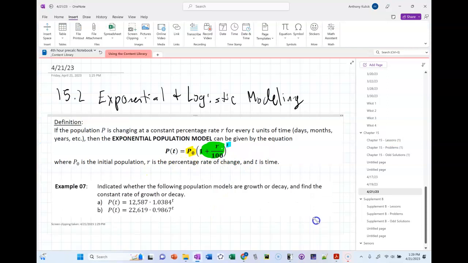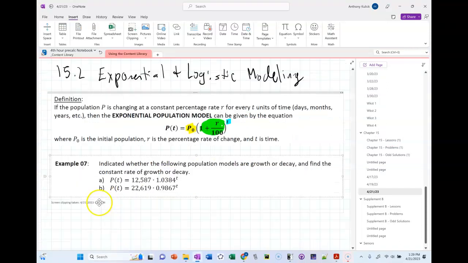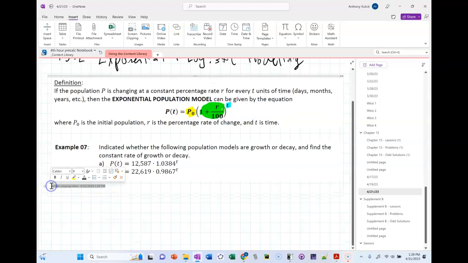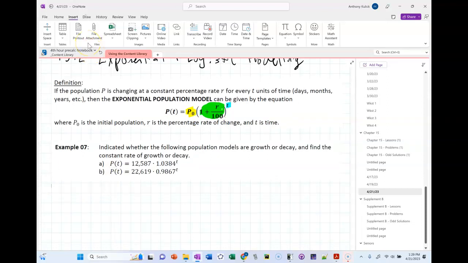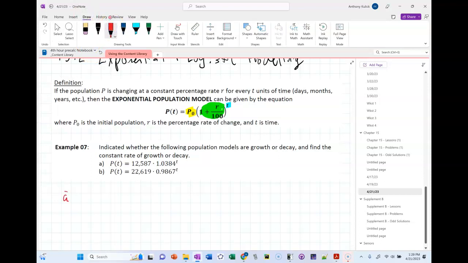So here's a couple of population models. If I look at the model for part A, is that growth or decay, and why? If I look at part A, P of T equals 12,587 times 1.0384 to the T. Is that growth or decay? And then how did you know?